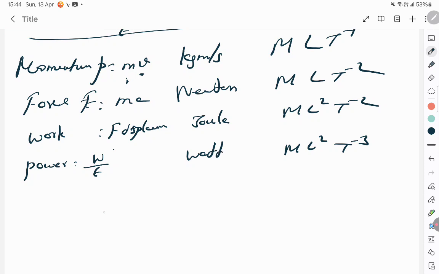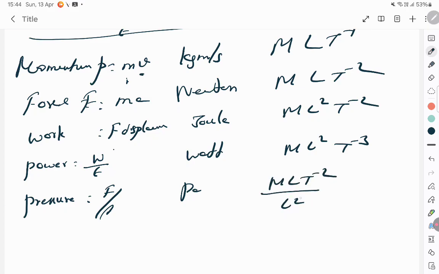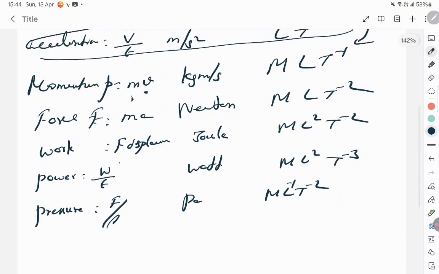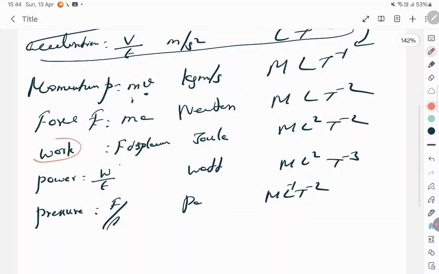Now let's talk about pressure. Pressure's formula is force by area. Pascal is the SI unit. And here it's M L T to the power minus 2 by L square. This goes up, it will be M L to the power minus 1, correct? T to the power minus 2 is the dimensional formula for pressure. Now after this, our pressure is over. Work done and energy, both of them are the same. Whether they ask you energy or work done, it's the ability to do work that is energy, right?